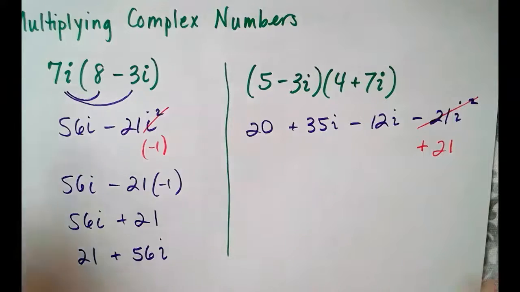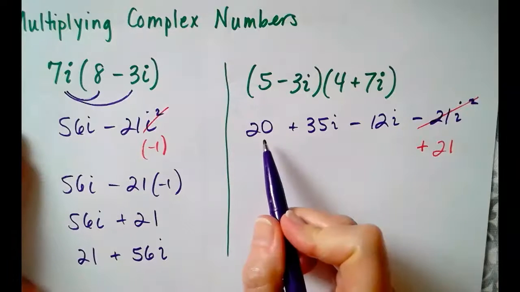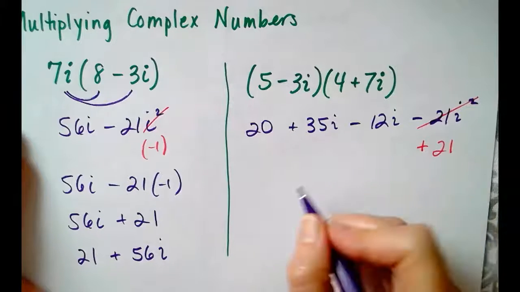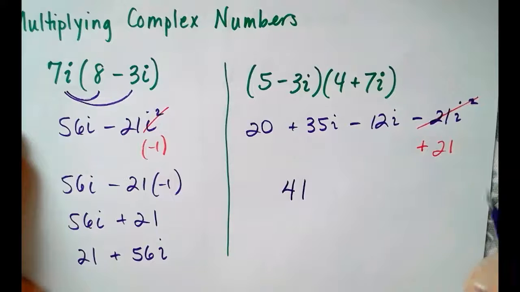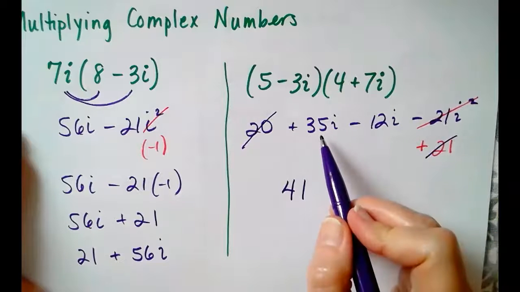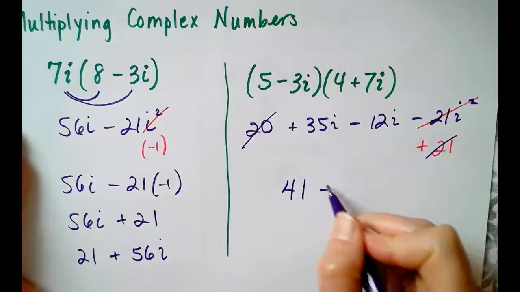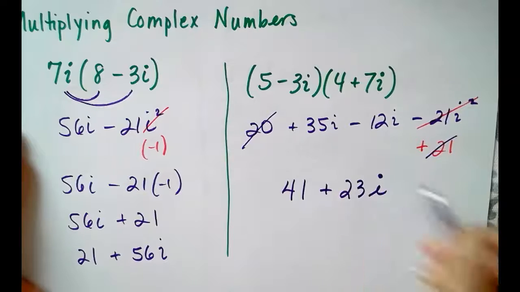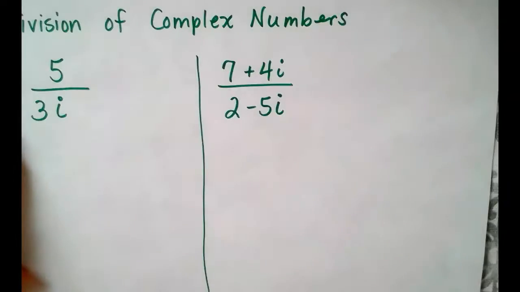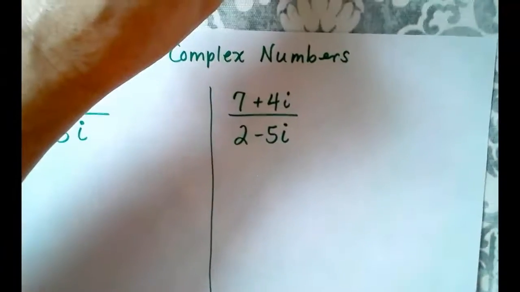So now we can combine like terms. 20 plus 21 is 41. Positive 35i minus 12i is plus 23i, and that is our answer in standard form. Two more quick problems.